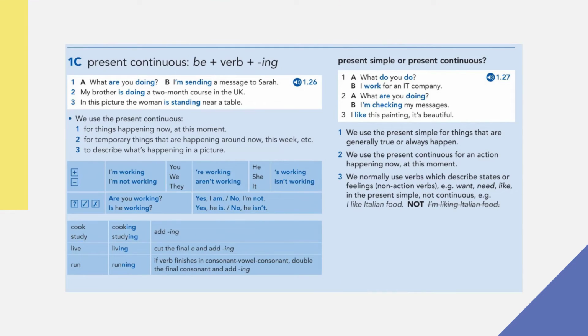1. What are you doing? I'm sending a message to Sarah. 2. My brother is doing a 2-month course in the UK. 3. In this picture, the woman is standing near a table.